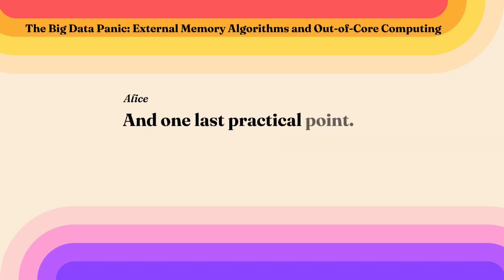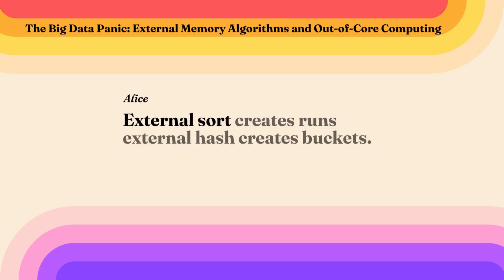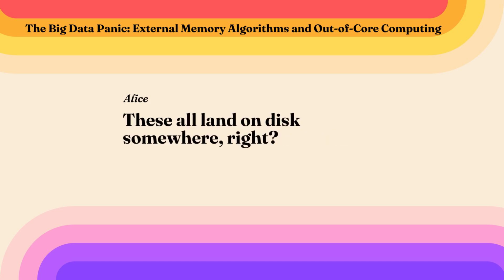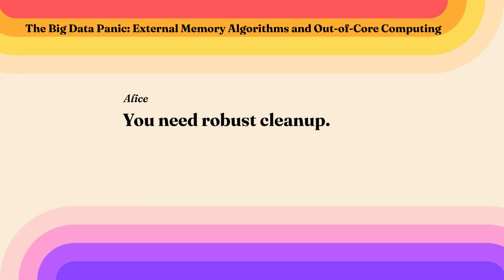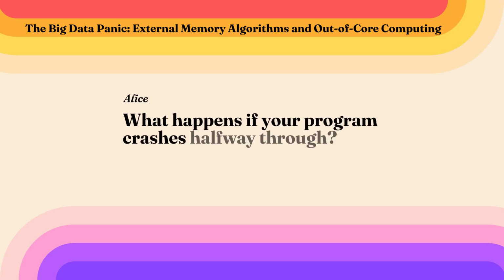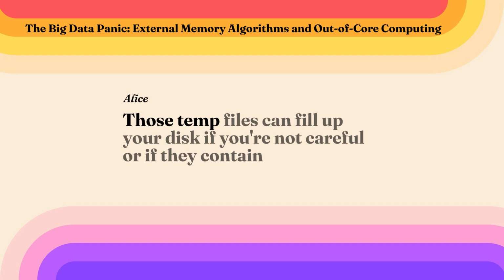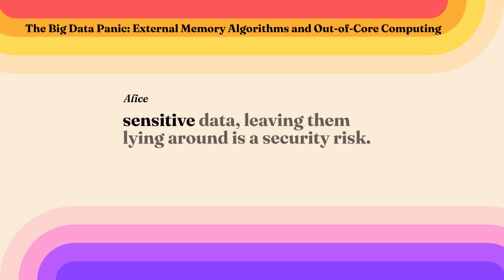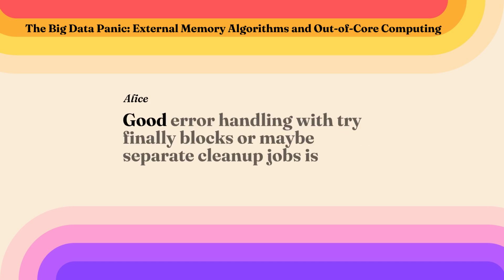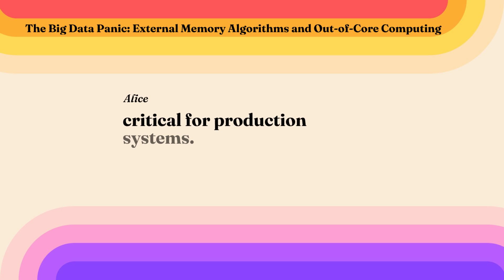And one last practical point. Don't forget about those temporary files. External sort creates runs. External hash creates buckets. These all land on disk somewhere. Right, temporary storage. You need a robust cleanup. What happens if your program crashes halfway through? Those temp files can fill up your disk if you're not careful. Or if they contain sensitive data, leaving them lying around is a security risk. Good error handling with try/finally blocks, or maybe separate cleanup jobs, is critical for production systems.